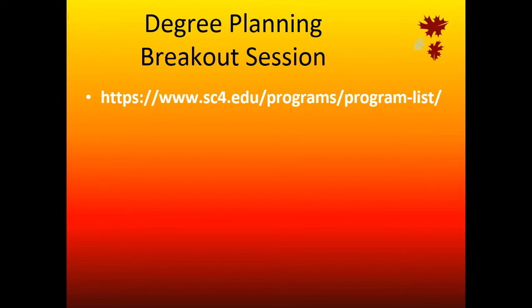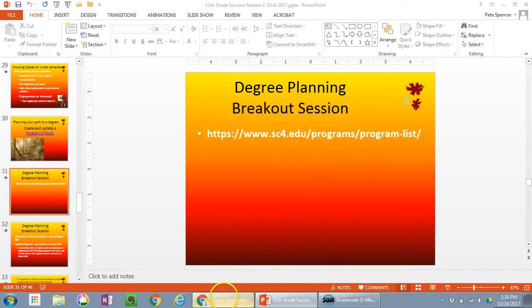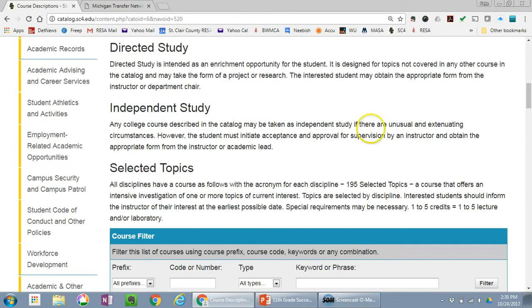Maybe enough to choose classes, but we do recommend that you come in and meet with us at some point between now and, let's say, Thanksgiving. So even if you register for classes, we want to double check to make sure that they're the right classes for you. If you want to see a list of all the programs or degree offerings at SC4, you can go to this website right there. I'll also show you a way on the SC4 website to get to the list of programs.